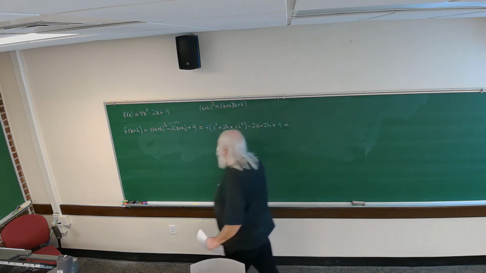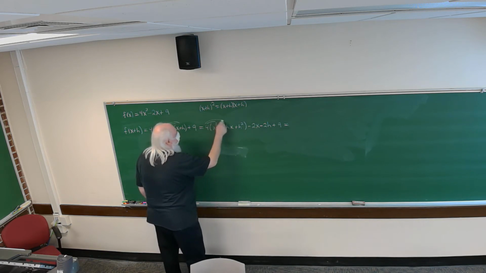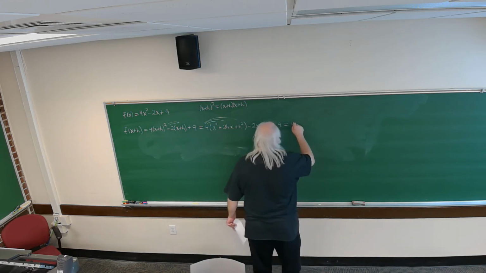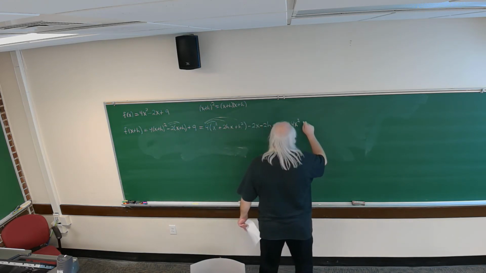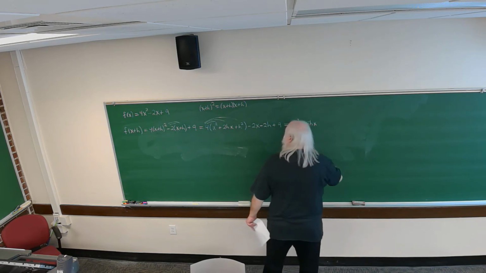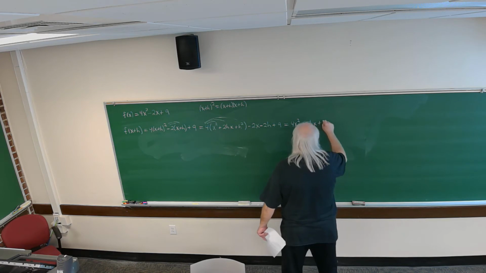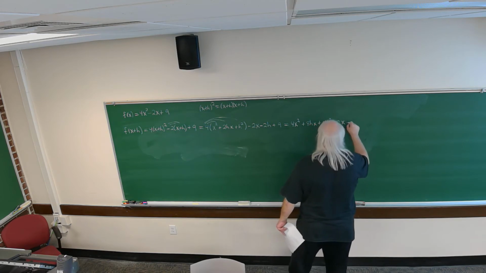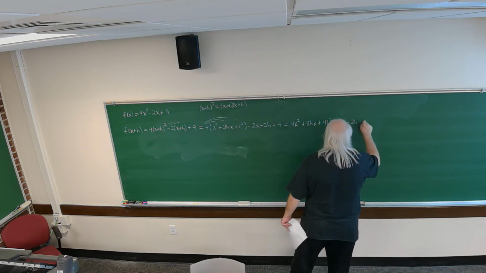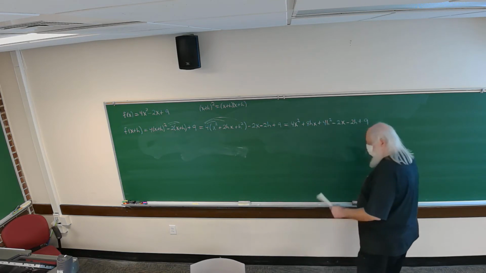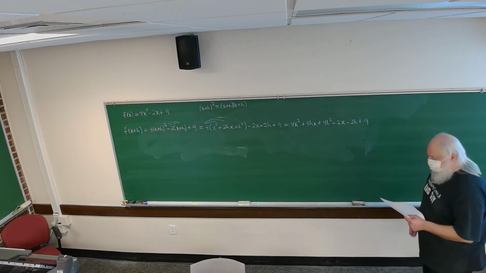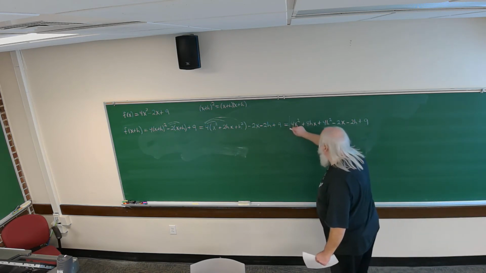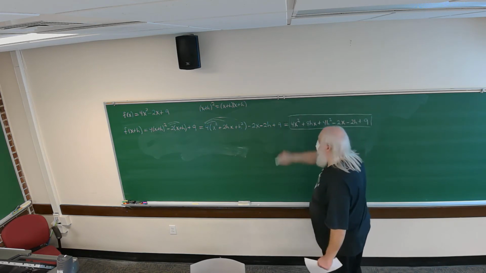And now, lastly, we got to distribute the 4 inside the parentheses here. We have 4x squared plus 8hx plus 4h squared minus 2x minus 2h plus 9. Okay. And there are no like terms in that expression. So that's what f of x plus h is equal to. Okay?